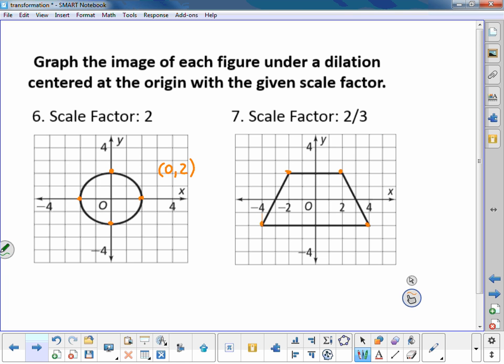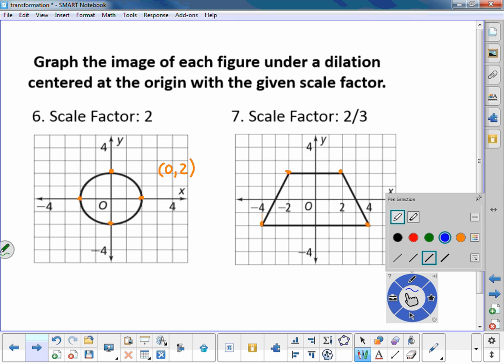If I need to multiply by the scale factor of 2, it's going to become 0, 4. So this new dot should be right here. You are able to do the rest.